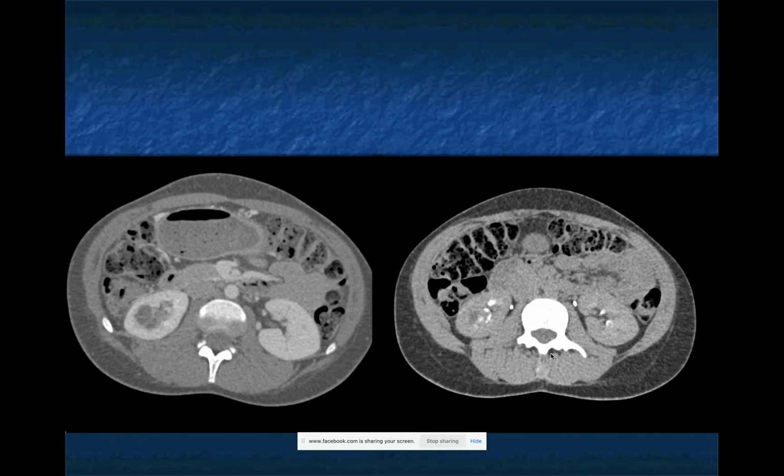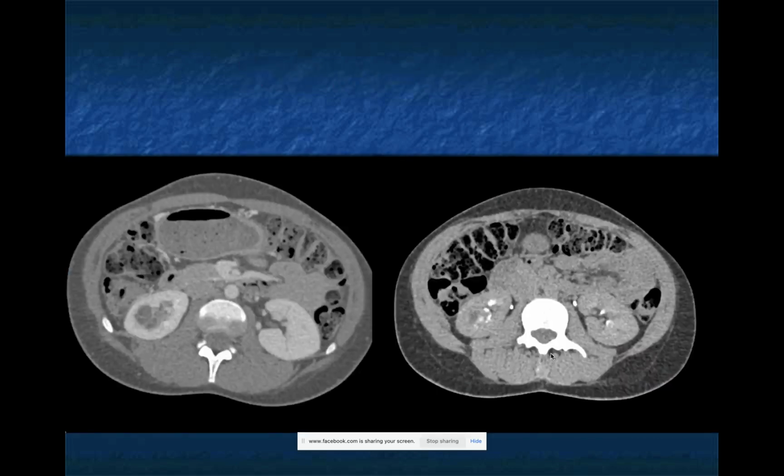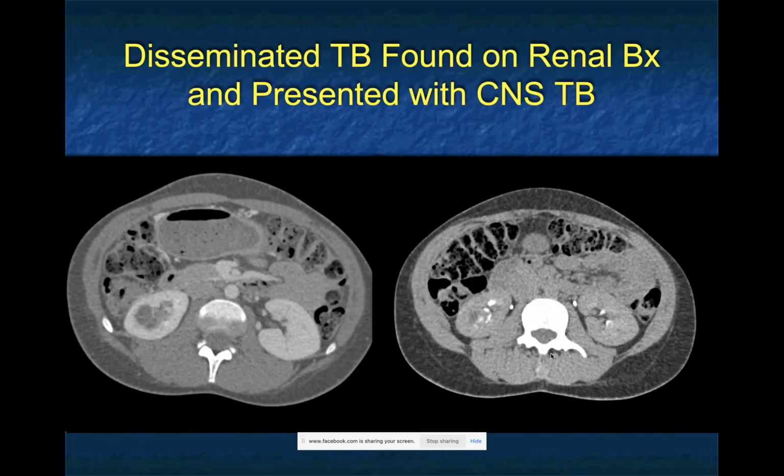Here's some other images. The calyces are deformed in the kidney. You could think about transitional cell carcinoma. That's the number one thing I worry about with calyceal abnormalities. The fact that it's cystic doesn't mean too much because the calyces can be ballooned out, but you also need to be thinking about potential infection. The infection that gives you a cystic change with deformity of the calyces is going to be TB. And this patient presented with CNS TB, also had TB on the renal biopsy and cultures. So again, a wonderful case of renal TB.